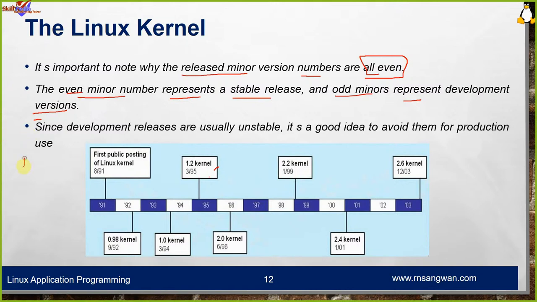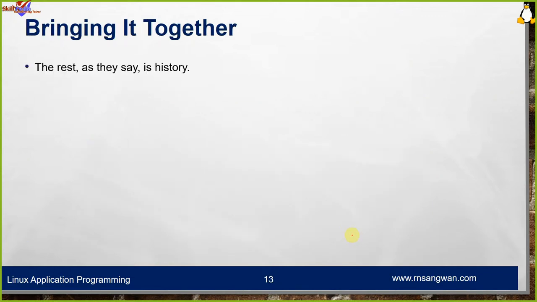Like the first public posting of the kernel in the 8th month of 1991, then 1992, the 1.2 kernel, then 2.2, then 2.6, 2.4. These were the major releases of the kernel. If you see, all the numbers are even numbers. Bringing it all together, the rest, as they say, is history.